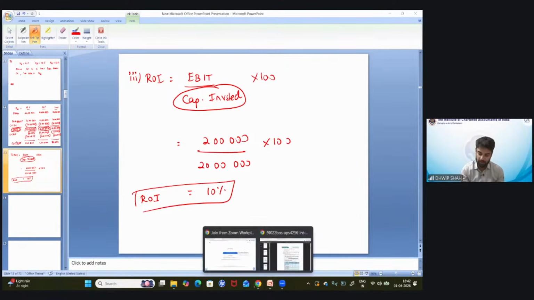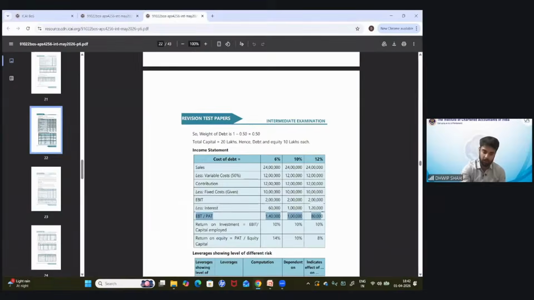Following everyone? So this is point number 3. Calculating ROI. Can you see 10, 10, 10 in all three cases? Understood? Any doubts in point number 3? Shall I move ahead? Clear. Let's move to point number 4.